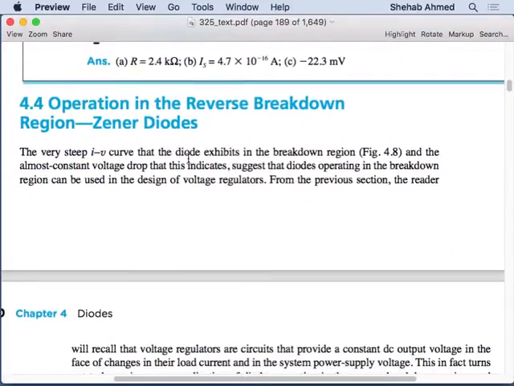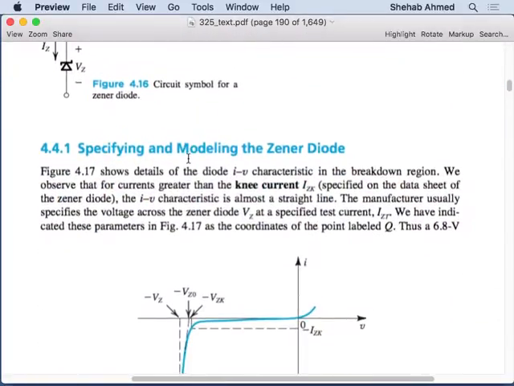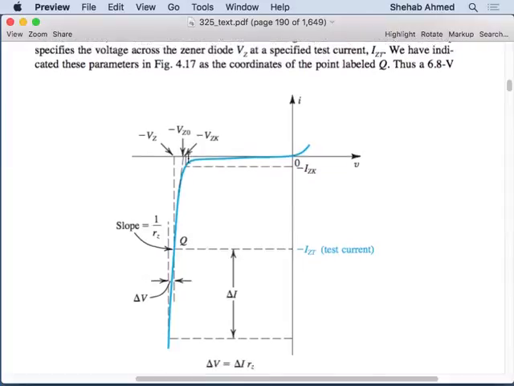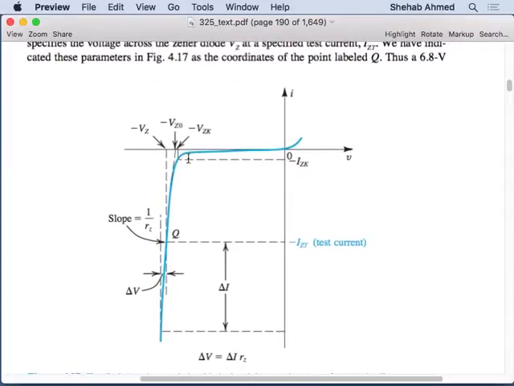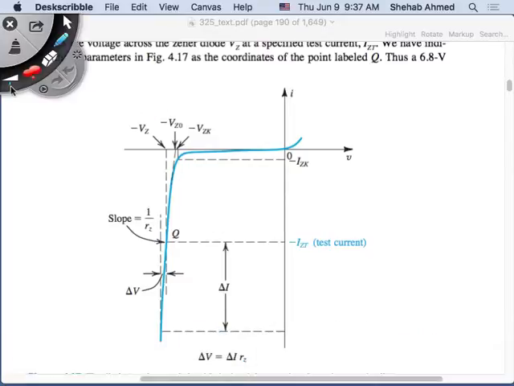Okay. Operation in Zener mode. So we talked a lot about Zener mode. It's called Zener mode or breakdown mode, and the model for the Zener is very similar to the diode model, except that they add these two things here to the diode model. Okay. But am I operating in the forward or reverse mode? Operating in the reverse mode.